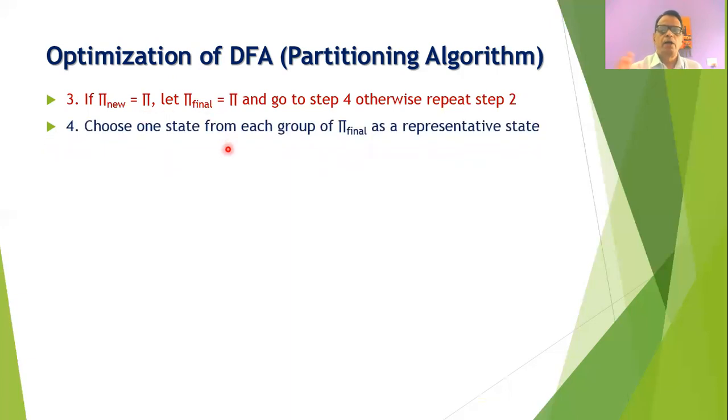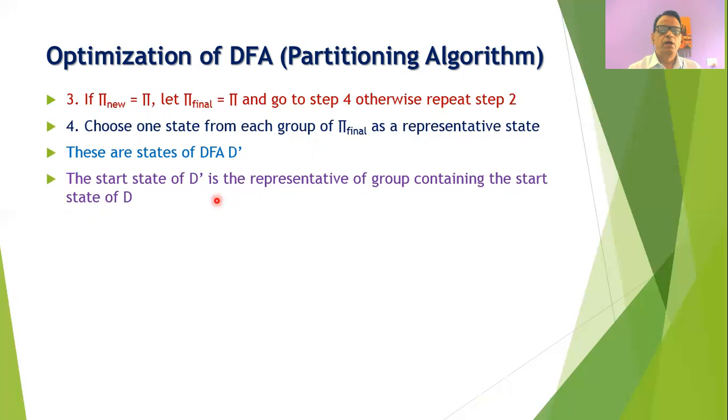Now we have a partition, and the partition will consist of different groups. Now what we will do is select one state from each group of pi final as the representative state. And these will be the states of the DFA D dash.